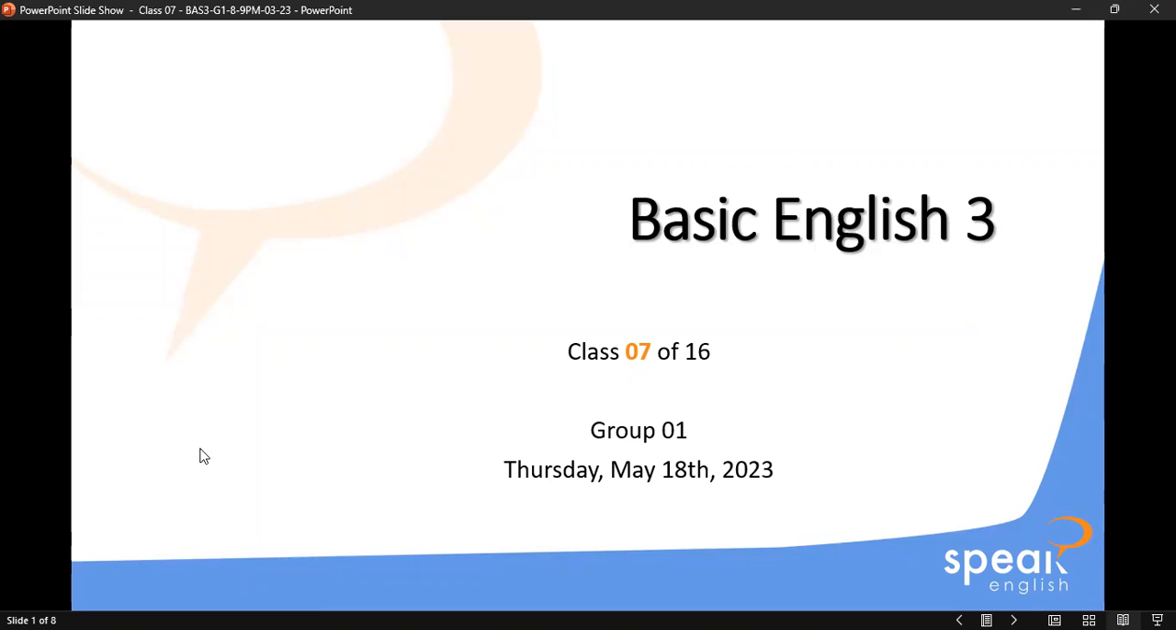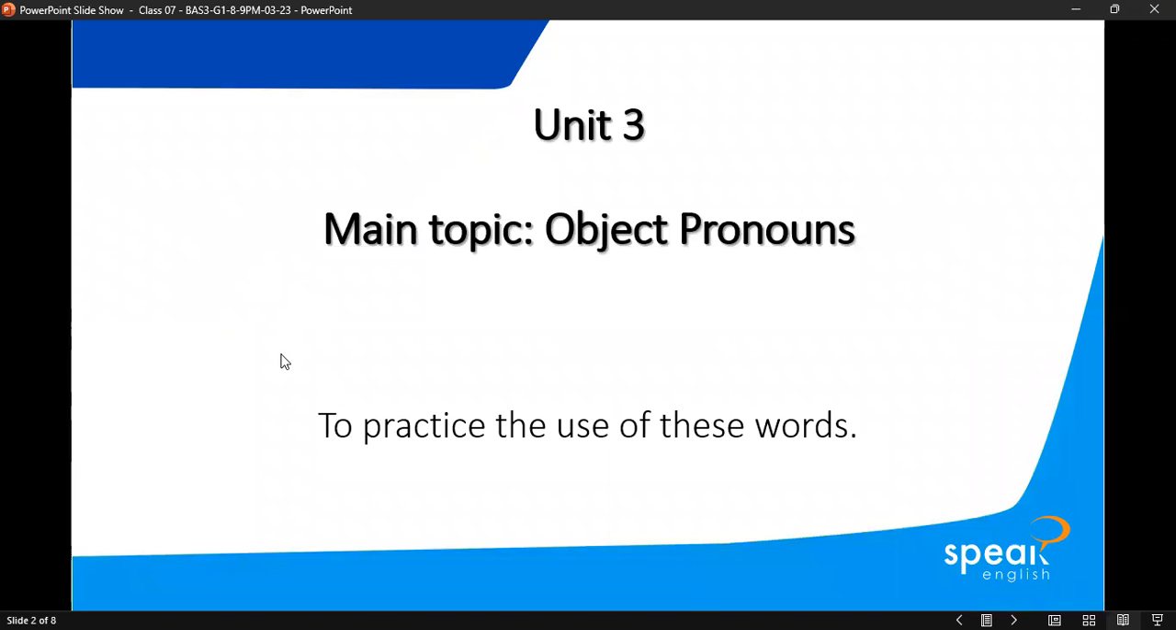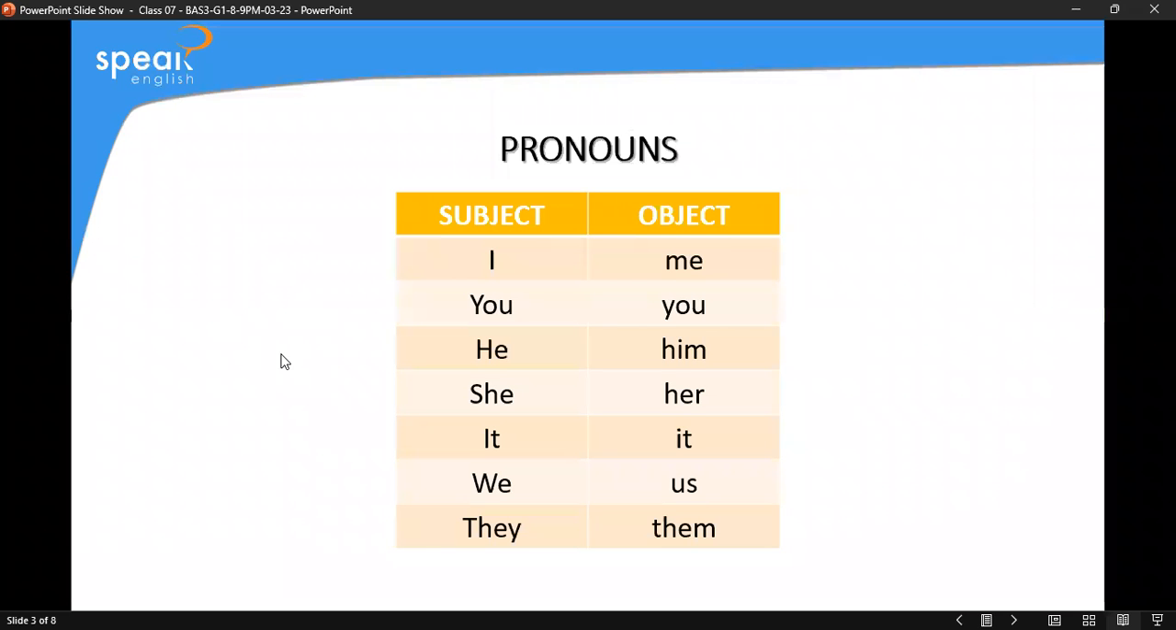Okay, so in tonight's session, we are going to start with a new unit, okay? In this new unit, we are going to start checking some information related to some other type of pronouns, okay? And this is very important because in English, we have a lot of pronouns, okay? But we are going to focus on these specific ones that we have here. The subject pronouns are the ones that you already know, the ones that you have checked before, okay? And now we are going to practice how to use the object pronoun, okay?